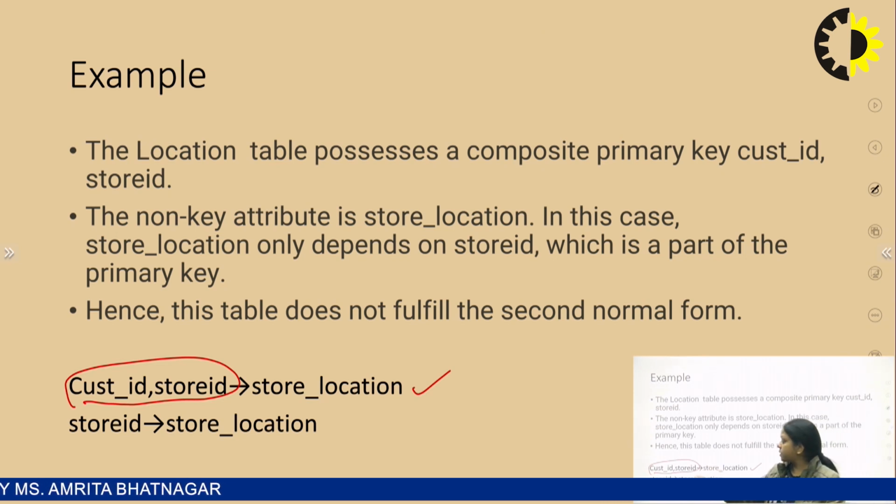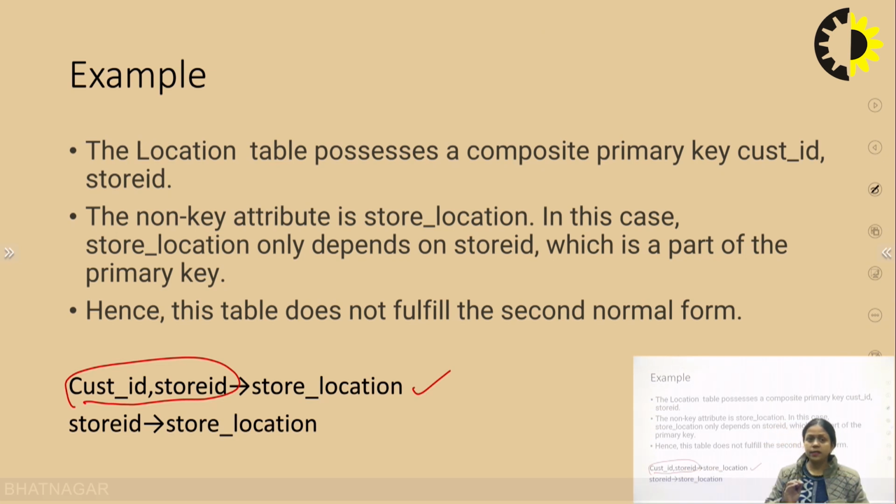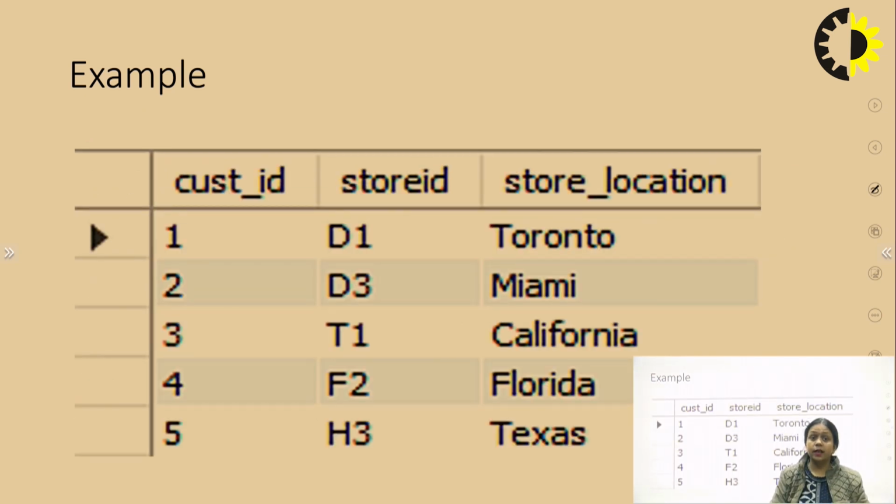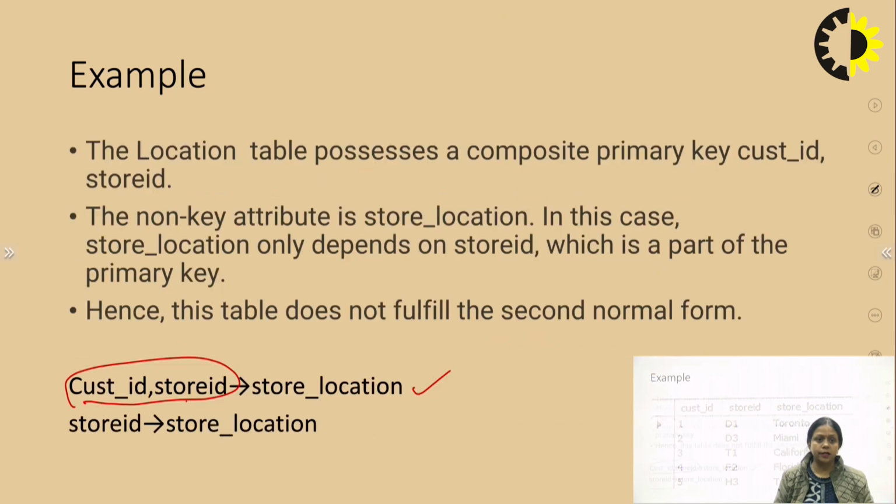Now store ID is a subset of customer ID and store ID, which is the candidate key. Store ID is a subset of the candidate key, and store location is again dependent on store ID. Or you can say that store ID uniquely identifies the store location. So this is a partial dependency, because store ID is a subset of the candidate key. So we can see this table is not in the second normal form. It is in the first normal form because all values are single valued, but it is not in the second normal form because it has partial dependencies.